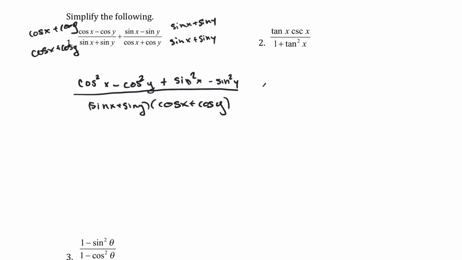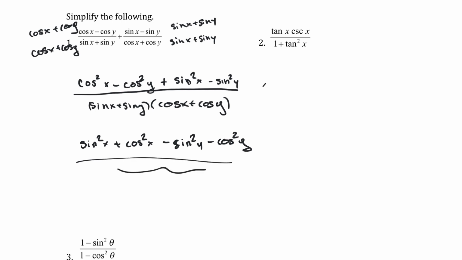I look at the top part of this, and I think, I see a lot of things together. Do I have the Pythagorean identities, right? Yeah. I can look over here, cosine squared x and sine squared x. So I'm going to rearrange this a little bit. We're going to say sine squared x plus cosine squared x, and then it's going to be minus sine squared y minus cosine squared y, all over all of that, right?